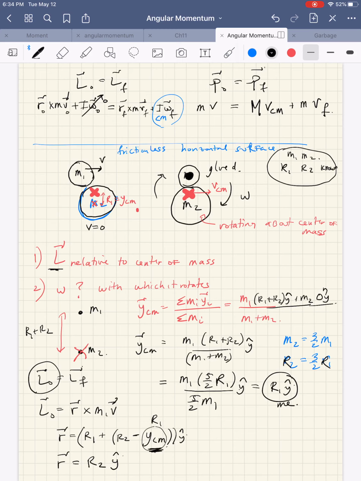And then I'm going to cross that with M1 times V. V is a known also, thank goodness. And so you're able to say that R cross M1 V is actually going to point, after you do the determinant or the right-hand rule with your hand, in the minus z hat direction.